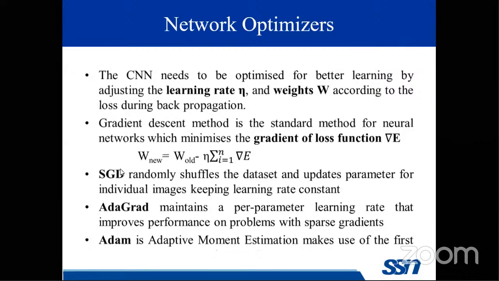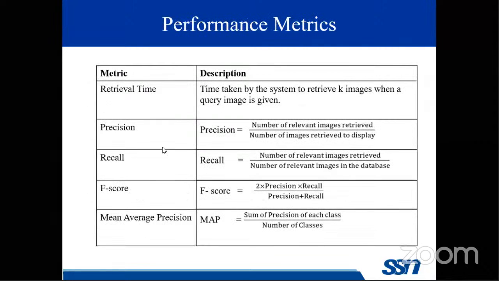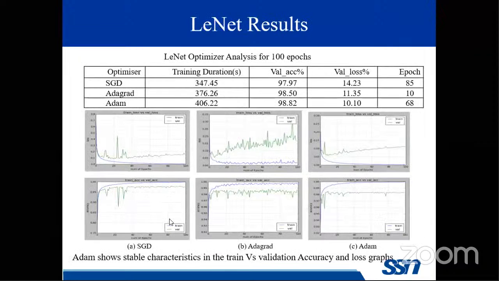For that, we should have the SGD, Adagrad, and Adam optimizers in order to reduce the loss function, take care of the weights, and handle the learning rate. In order to compare the features, previously we had measures from Euclidean to Spearman. Here we have taken only the Euclidean similarity distance measure, and as in the previous case, the number of retrieved images is 20. Again, same performance metrics: precision, recall, F score, and apart from that, we also added the retrieval time and mean average precision.